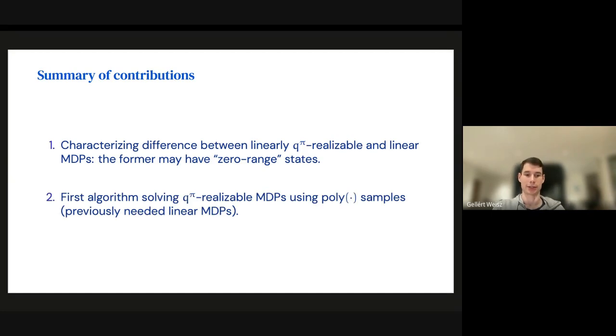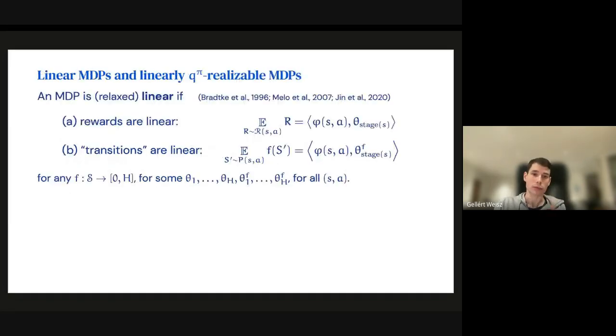And then the second is using this. We showed a first algorithm that can solve these qπ-Realizable MDPs using a number of samples that is bounded as a polynomial in the relevant parameters. And previously, for this, you needed at least either the assumption of linear MDPs, which is a stronger assumption, or resettable, kind of like a simulator. And so now you basically don't need either. So that's going to be the new algorithm.